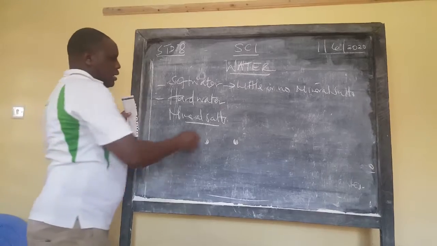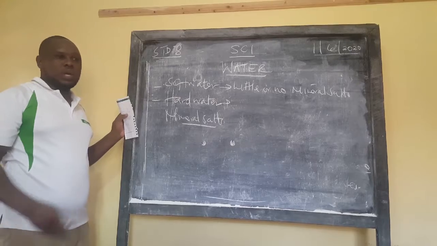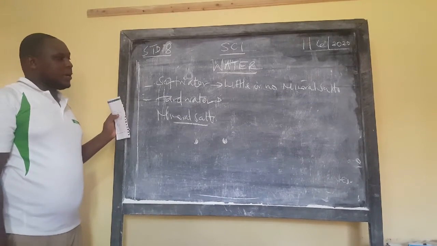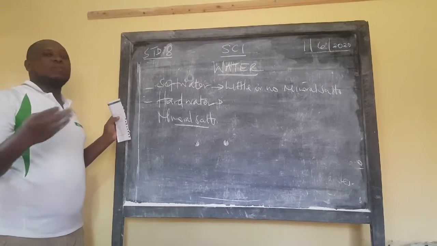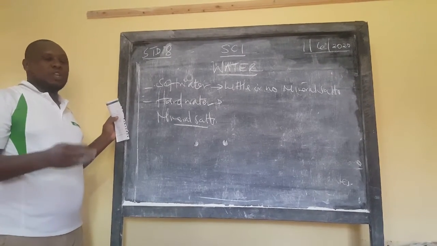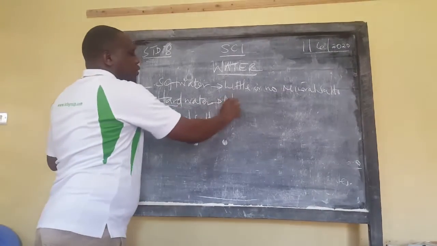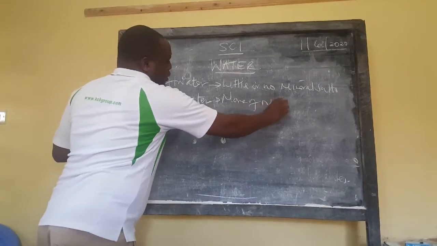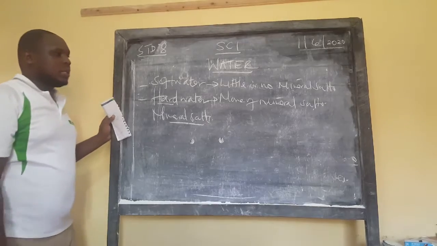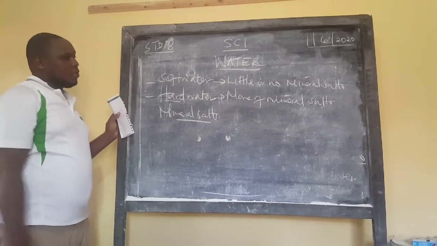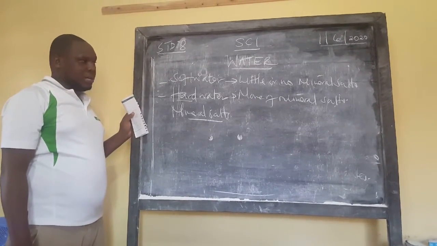Then we have hard water, like the water that you take, maybe if you have a borehole where you live, you realize that the water does not taste that sweet. Okay, it's sweet because of the presence of the salt, but for you as a human being taking it, you don't feel comfortable because that water contains more mineral salts. So we say that water that contains more mineral salts is known as hard water. So we have soft water, little or no mineral salts, and then hard water, which has more mineral salts.